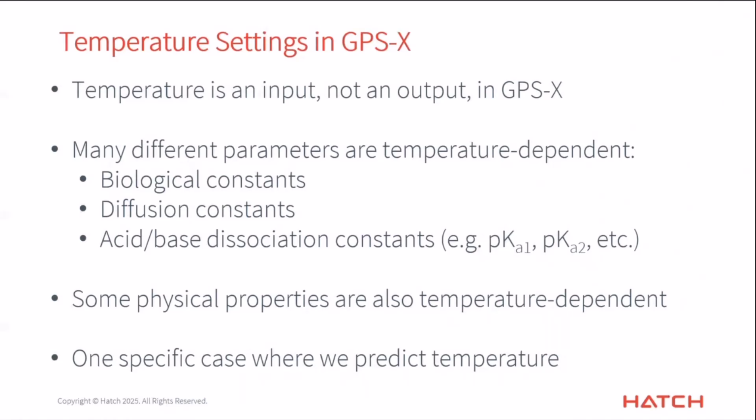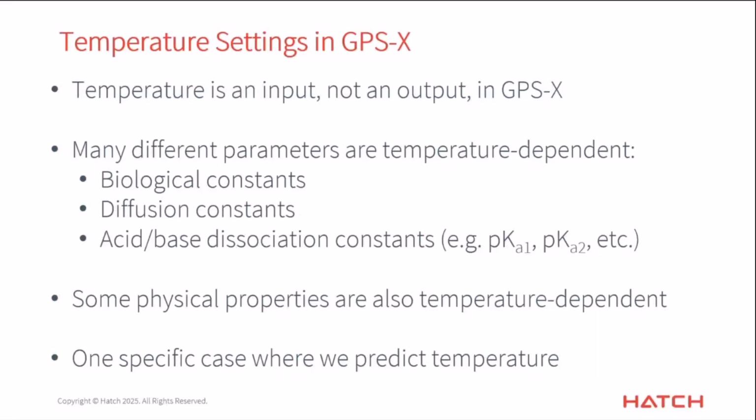Okay. So for the most part, temperature is an input in GPSX. It is not an output. It is not a thing that is predicted for you. It is something that you enter in and set constant, or you may read it from a file in order to drive some of these temperature-dependent changes. You may want something to dynamically change over time, or you may be just choosing a particular design temperature, and so you're going to set that and run with it from there.